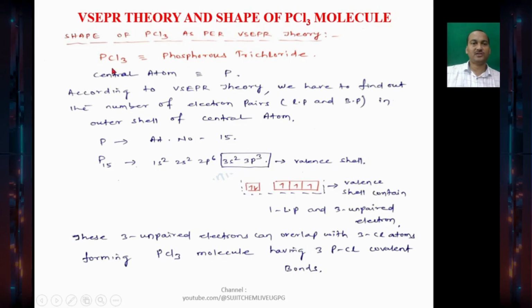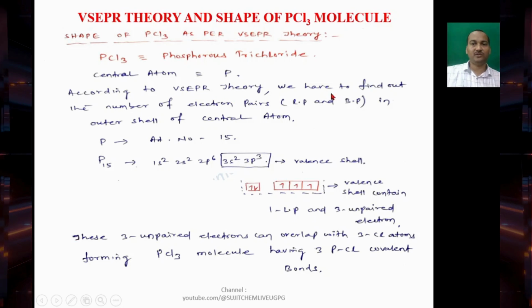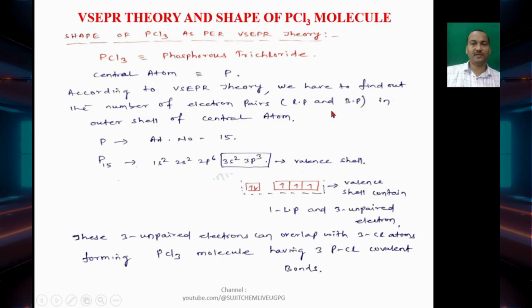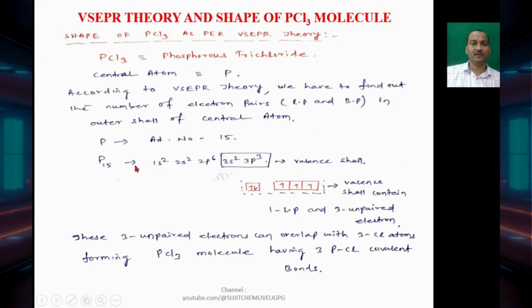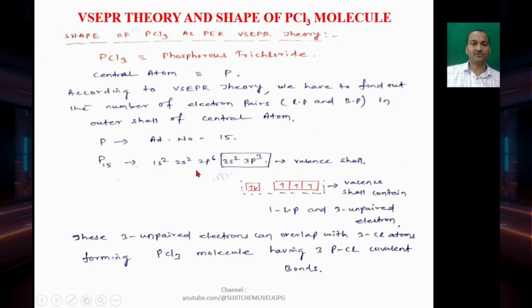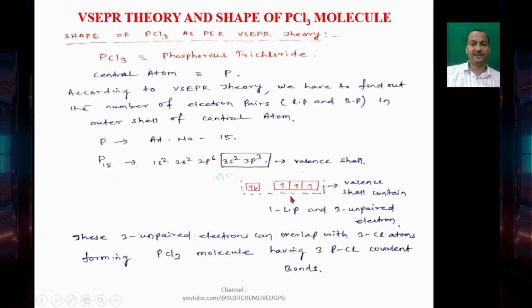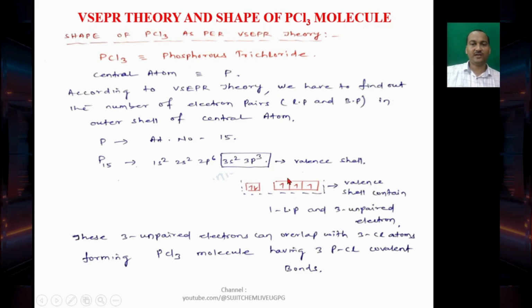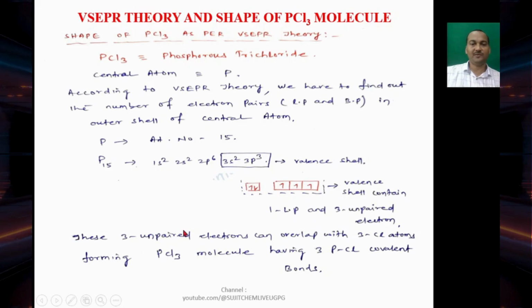So let's discuss the structure of PCl3. So here in PCl3 the central atom is phosphorus, P. According to VSEPR theory, we have to find out the number of electron pairs, lone pairs and bond pairs in the outer shell of the central atom. So phosphorus, atomic number 15, electronic configuration is 1s2, 2s2, 2p6, 3s2, 3p3. So that means here one lone pair of electrons and 3 unpaired electrons in the valence shell. These 3 unpaired electrons can form bonds with 3 chlorine atoms, forming PCl3 molecule.